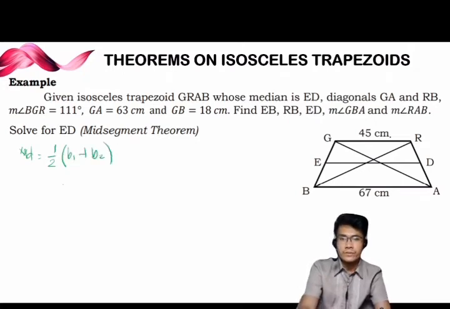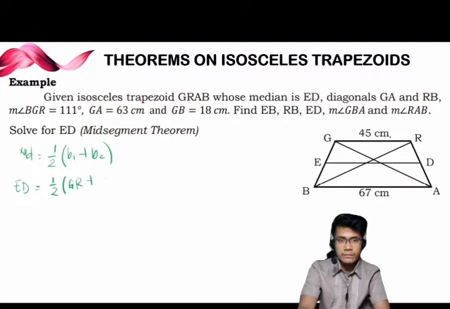Now, let's substitute. The median is ED. 1/2. B sub 1 could be the side GR, and then B sub 2 could be the side BA. They can be interchanged, since it is addition. Changing the position of the addends doesn't affect the sum. That's the commutative property of addition.